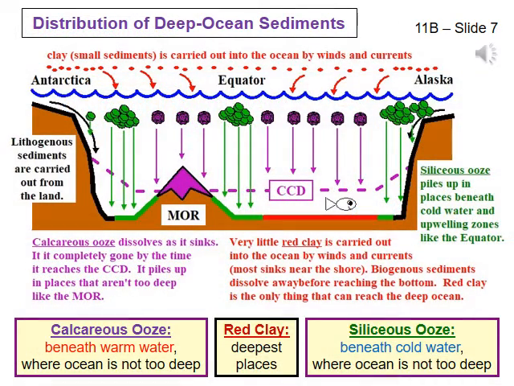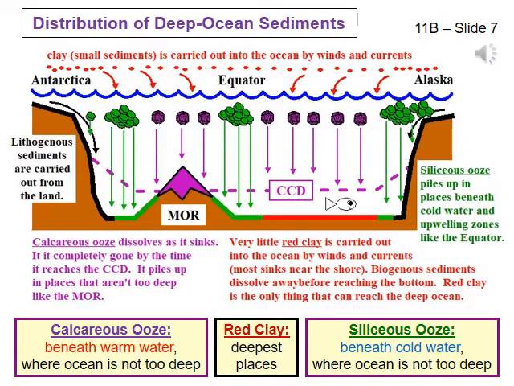Slide 7. Distribution of deep ocean sediments. To understand where each kind of sediment is the most abundant kind of sediment on the deep ocean floor, we need to apply the following information. Calcareous ooze does not dissolve in warm water, but dissolves rapidly in cold water. Siliceous ooze dissolves slowly in cold water and rapidly in warm water.